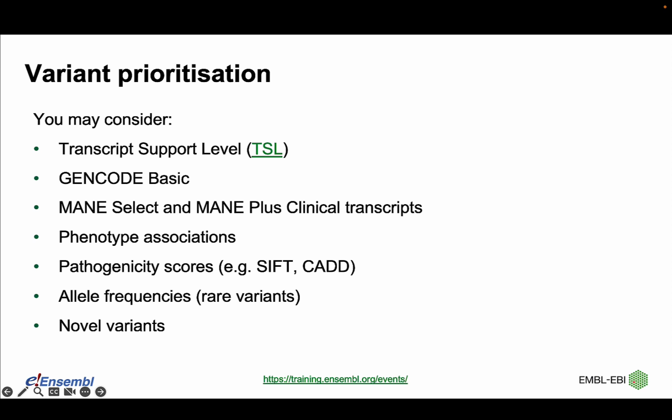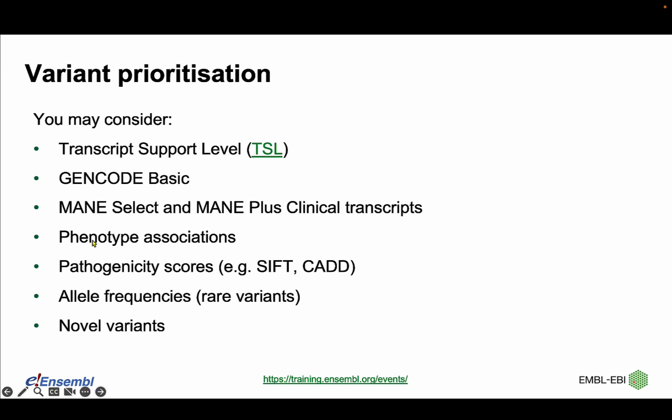You may want to limit your variants to the ones that are located on certain genes, or more specifically on certain transcripts. Maybe you decide to consider variants that are located only on transcripts that have a certain transcript support level, which is just a scoring system of transcript annotation confidence.